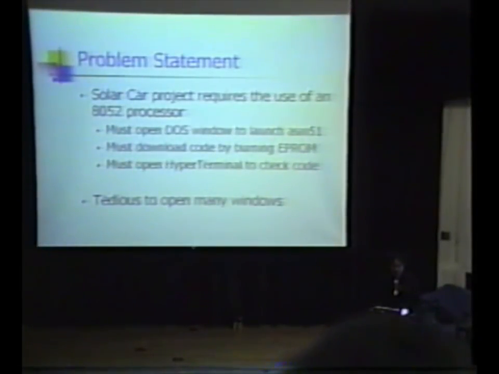Right now, the 8052 processor is used as part of the solar car project. As a CP, I noticed it was a hassle to have to open up a DOS window to run the assembler, to assemble all the code that we made in a Word file, and then having to correct the errors, you would have to go back to the .list file and check it out.